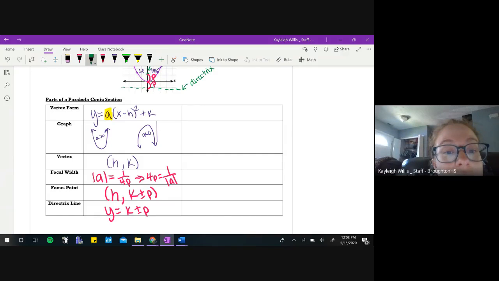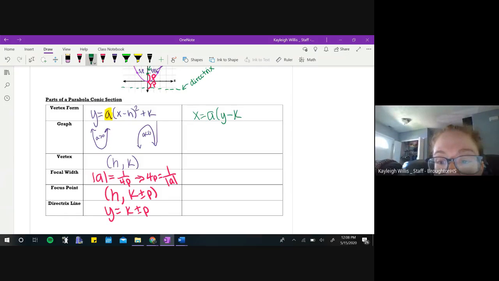All right, well, that's a regular parabola. This new-ish type where you're like, but it's not a function. It's still a conic section, though. So it's x equals a. And typically, we would say x minus h, but this time we're going to say y, and instead of h, we're going to subtract k, because k is always with the y value. And then I'm going to add h this time.